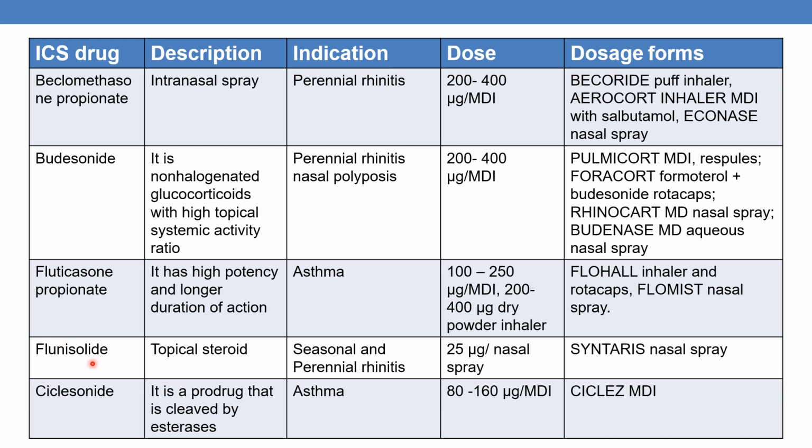The next drug is flunisolide. It is a topical steroid, indicated for seasonal and perennial rhinitis. The dose is 25 μg per nasal spray. The marketed preparation is Syntaris, which is available as nasal spray. The next drug is ciclesonide. It is a prodrug that is cleaved by esterases. It is indicated for asthma and the dose is 80 to 160 μg per metered dose inhaler. The product is Ciclos metered dose inhaler.